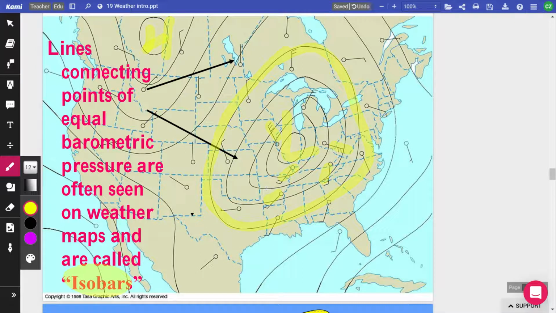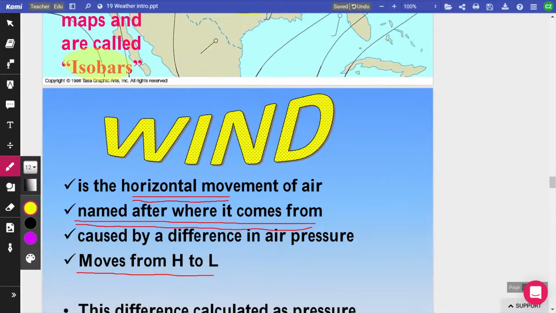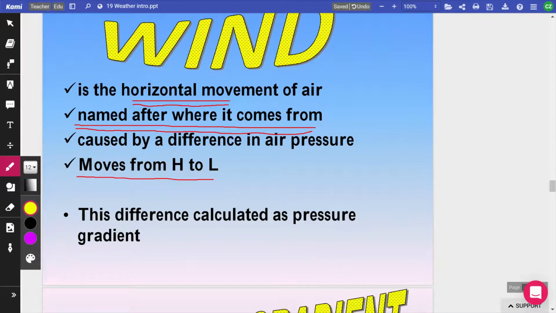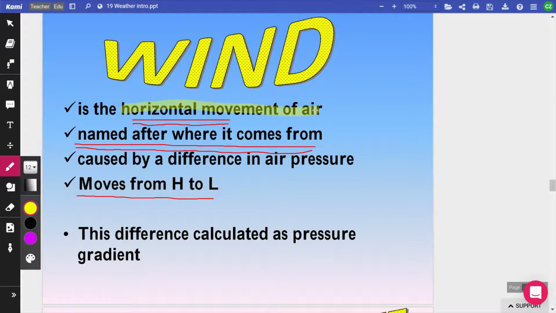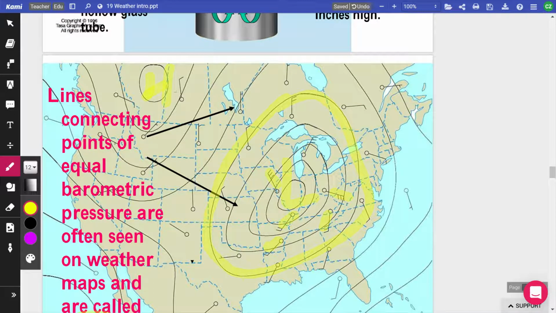Barometric pressure maps are probably the most used item for determining weather, although you probably don't see many of them on the weather report. Usually you use a temperature map, and you'll see little H's and L's moving around. So pressure influences wind. Wind is the horizontal movement of air. It's named for where it comes from. We just mentioned that earlier, and it's caused by a difference in air pressure. This is important. Winds move from high pressure to low pressure. So if I go back to my map here, this is high pressure up here, and there's low pressure here, wind is moving this direction, generally from the high to the low.